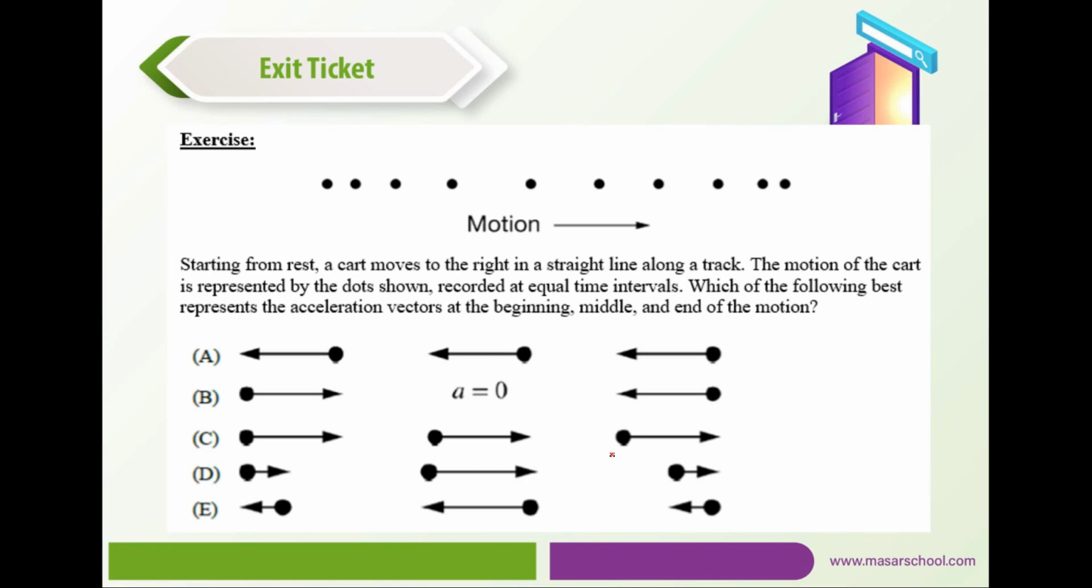Now let's consider the following exercise as an exit ticket for this class. Starting from rest, a cart moves to the right in a straight line along a track. Then the trajectory is a straight line. The motion of the cart is represented by the dots shown, recorded at equal time intervals. Which of the following best represents the acceleration vector at the beginning, middle, and at the end of the motion?